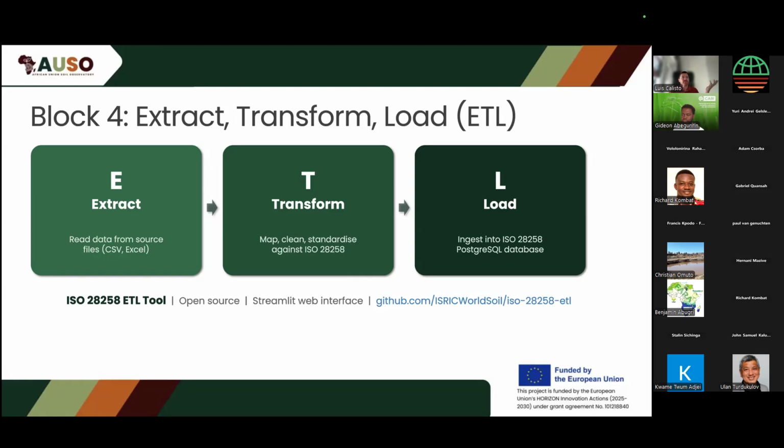Basically, we were doing the transform part. Map the different columns, clean it, standardize it against the ISO, know what is a site, what is a profile, what is a layer, what are the different observations. That's the transform part. Basically identifying the different components and, if needed, putting everything in the CSV. Slightly transform the CSV to be able to ingest it.